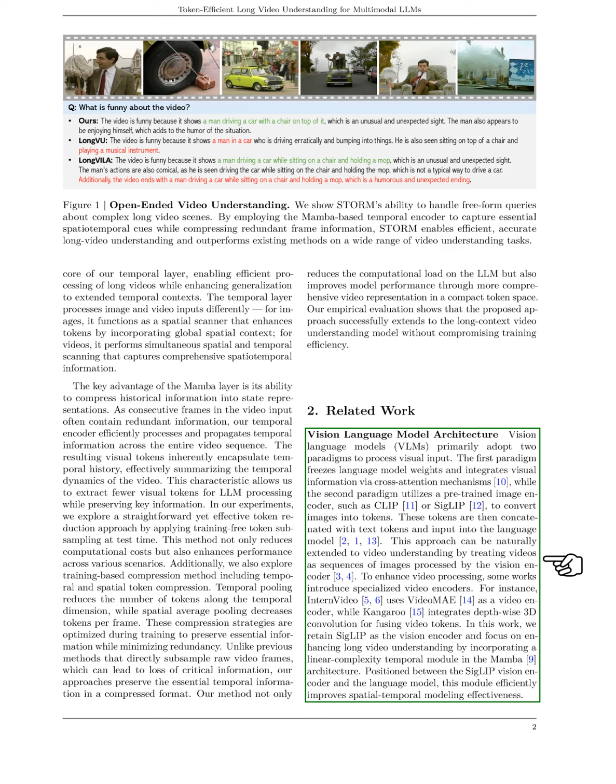To improve video processing, some studies have introduced specialized video encoders. For example, InternVideo uses VideoMAE as a video encoder, while Kangaroo employs depthwise 3D convolution for merging video tokens. In our work, we keep SigLIP as the vision encoder and focus on enhancing long video understanding by adding a linear complexity temporal module within the Mamba architecture. This module, placed between the SigLIP encoder and the language model, effectively boosts spatial temporal modeling.